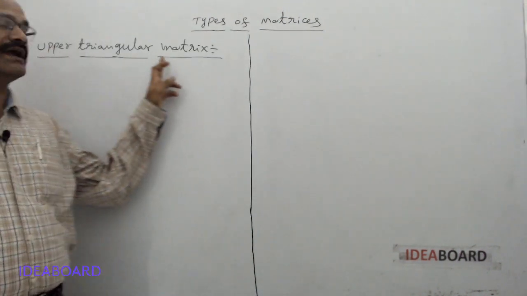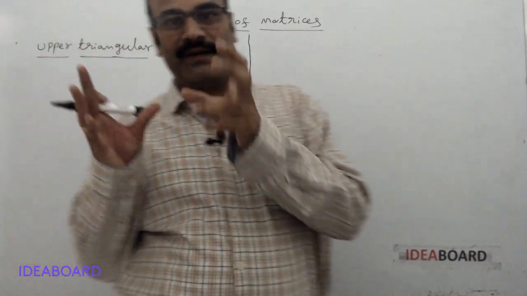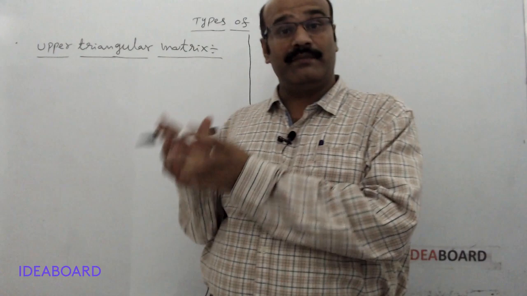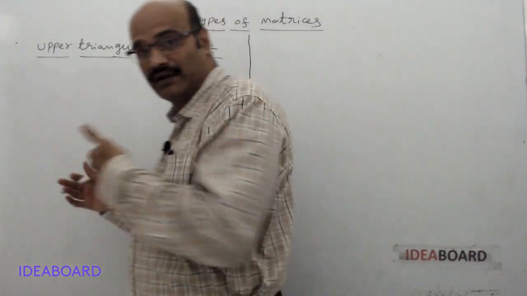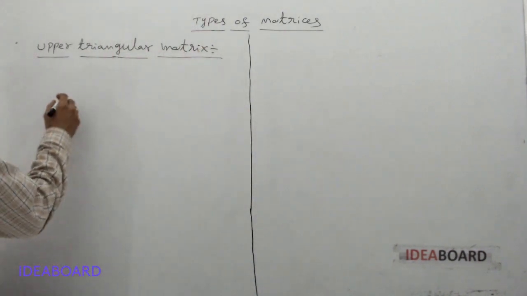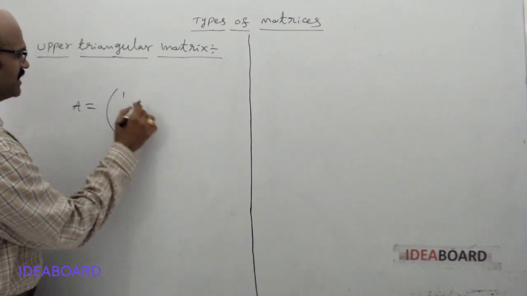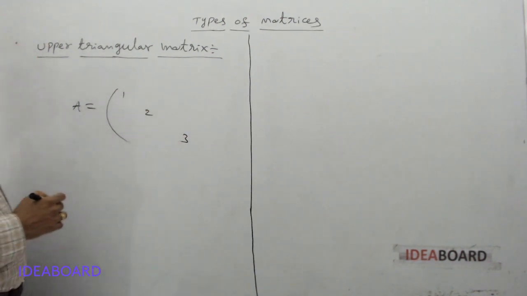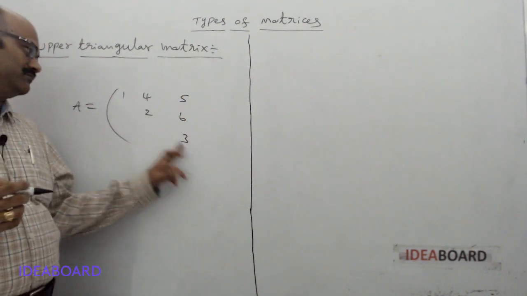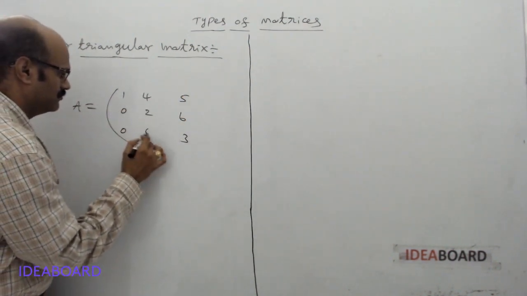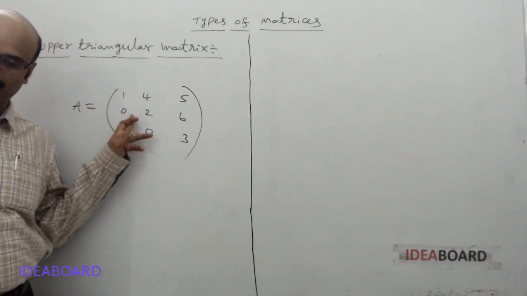Next one, upper triangular matrix. The definition of upper triangular matrix is a square matrix in which all the elements below the leading diagonal are equal to 0. Suppose, let me take one example here. A equal to, the diagonal elements I take 1, 2, 3, and below the leading diagonal are equal to 0. Then we say that this matrix is said to be an upper triangular matrix.